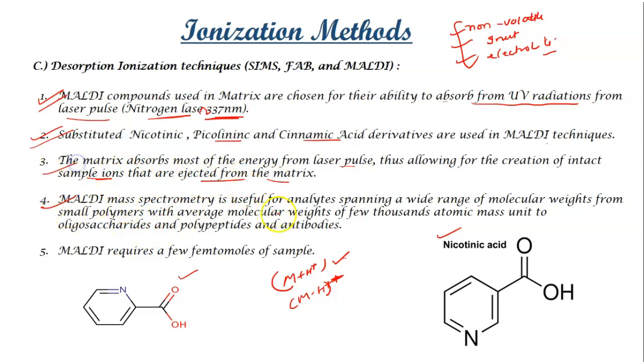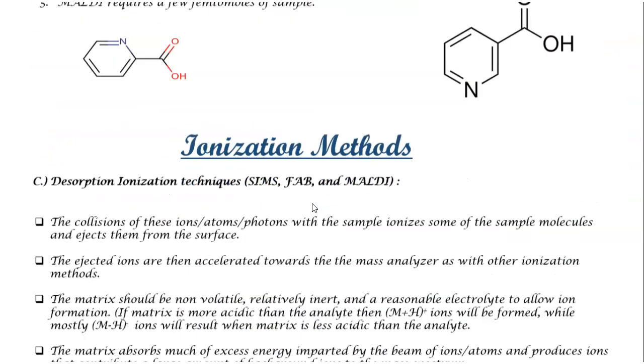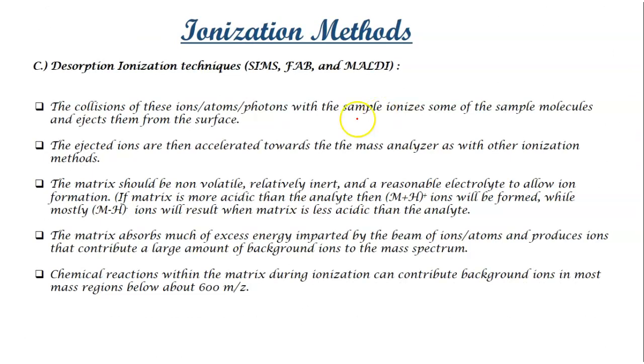This MALDI mass spectroscopy, as I've already told you, is quite useful in spanning a wide range of molecular weights, from small polymers to average molecular weight, which we have already discussed. MALDI requires just a few femtomoles of the sample. Okay, so that's all about it. And what is happening further? The collision of these ions with the sample ionizes the sample molecules and ejects them from the surface. Ejected ions are then accelerated towards the mass analyzer. As with the other ionization methods, the same thing is happening in this case also.